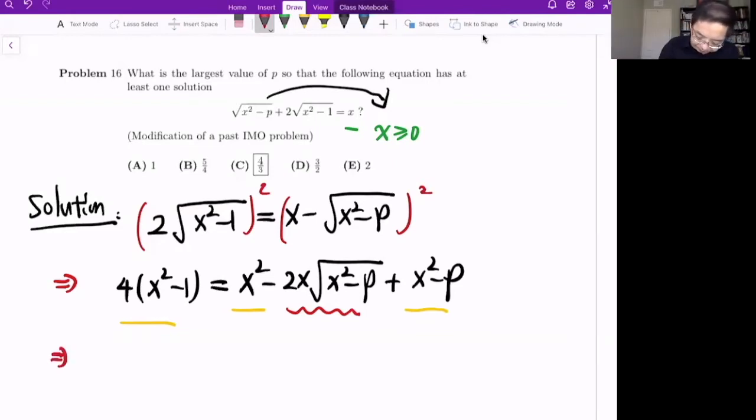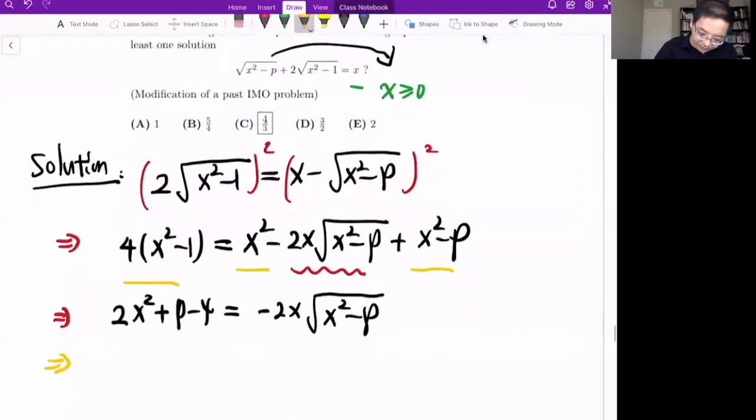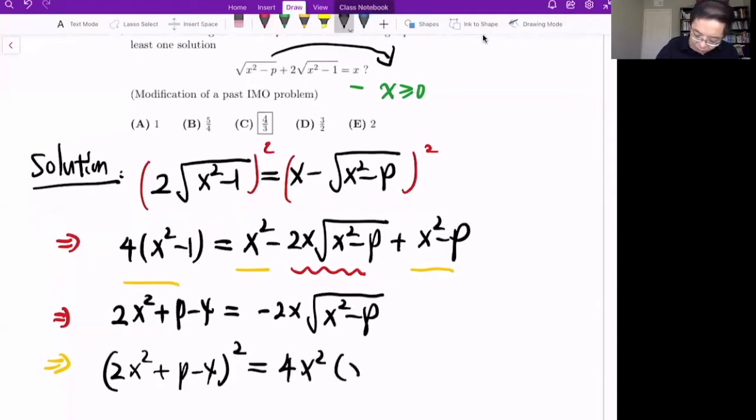I combine those like terms and get 2x squared plus p minus 4 equals negative 2x times the square root of x squared minus p. Now let me take the square again. Let me write one more step. So (2x squared plus p minus 4) squared equals 4x squared times (x squared minus p).